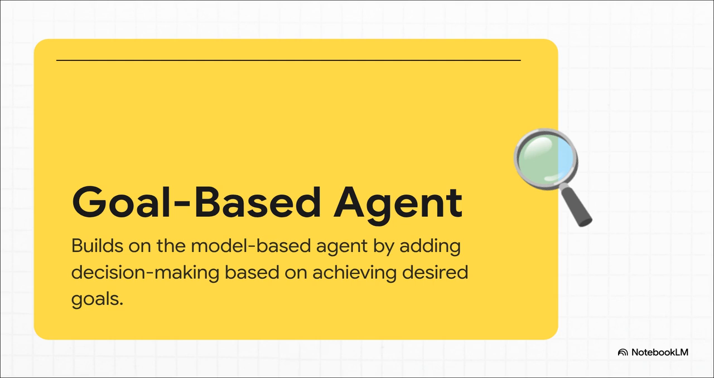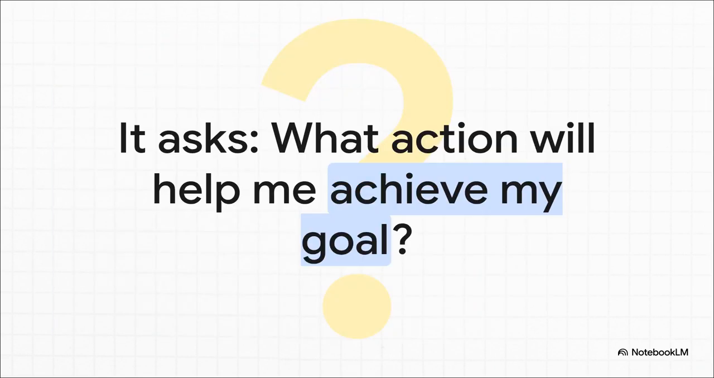Instead of just blindly following if-then rules, it has a goal. It actually uses its internal model to play out different scenarios in its head, to simulate actions and predict what will happen. And then it chooses the path that'll get it to its goal. Yep, it's a planner. So it stops asking, what does my rule say, and starts asking, what action will get me closer to my goal?